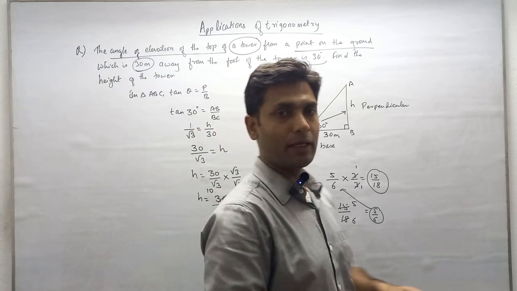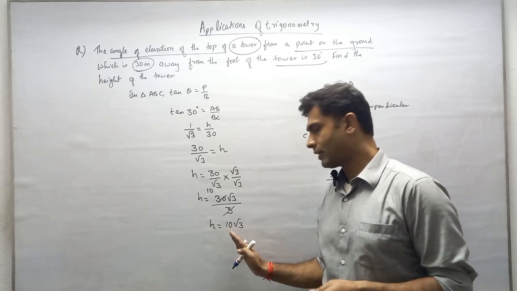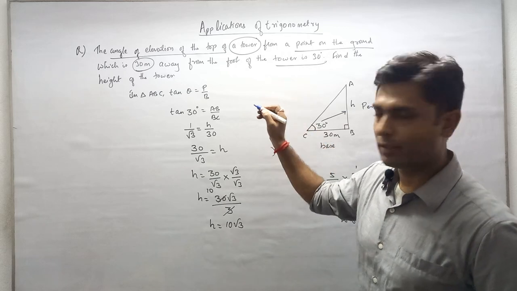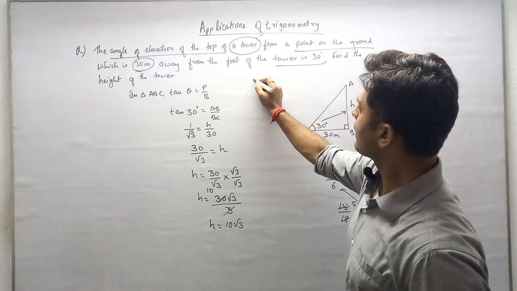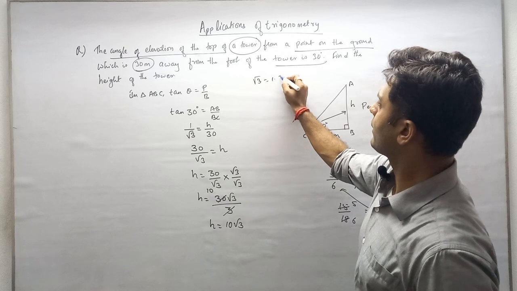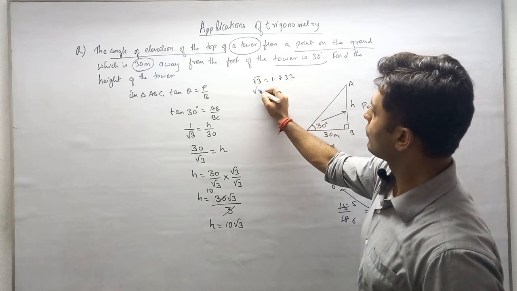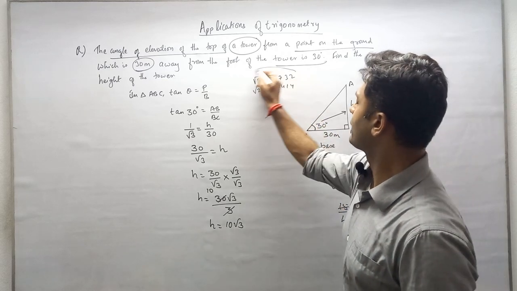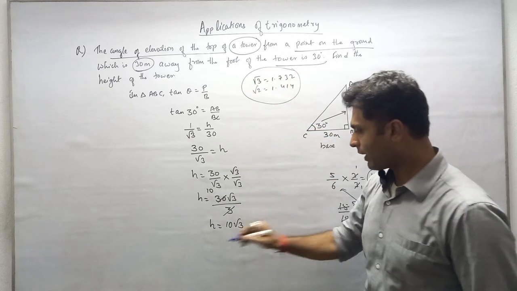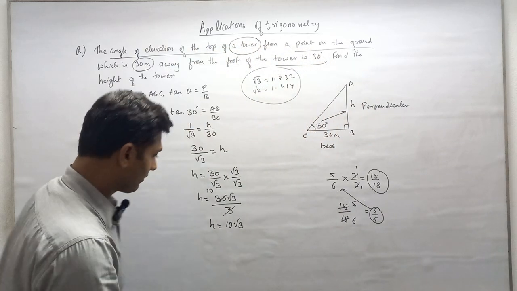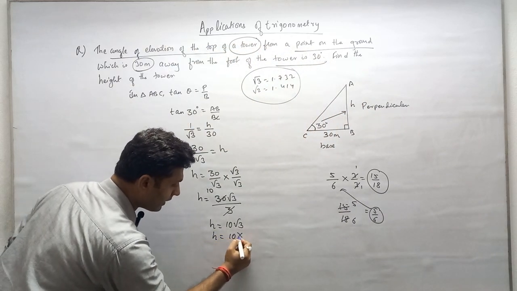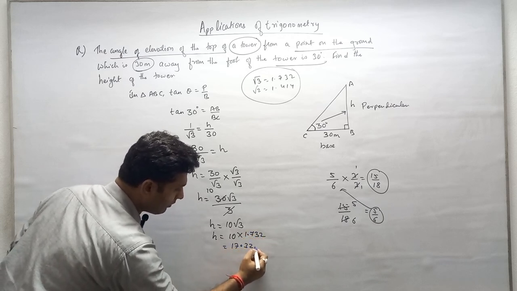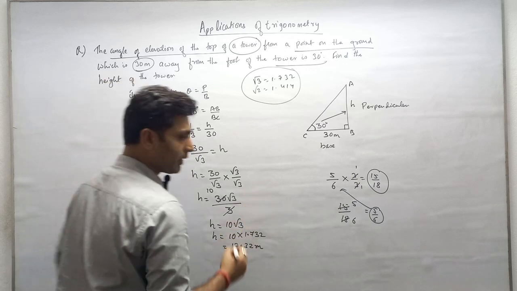Now let's say in the exam you are asked to find the value in decimals. You can remember that root over 3 is 1.732 and root over 2 is 1.414. You can remember these values. So we can apply the value of root over 3 here. This will be h is equal to 10 into 1.732, which is 17.32 meters. So let me write it here.